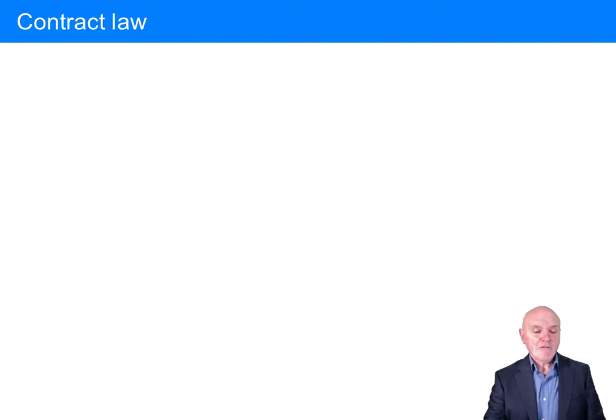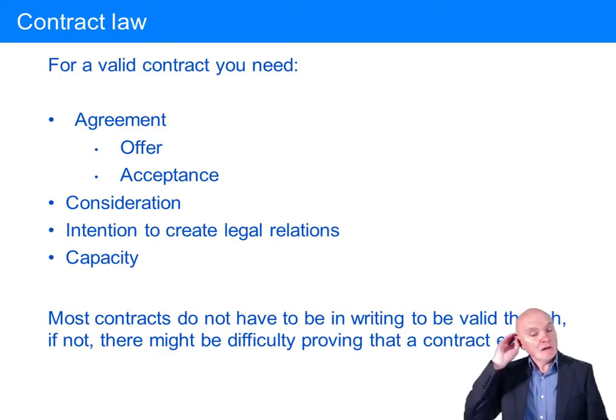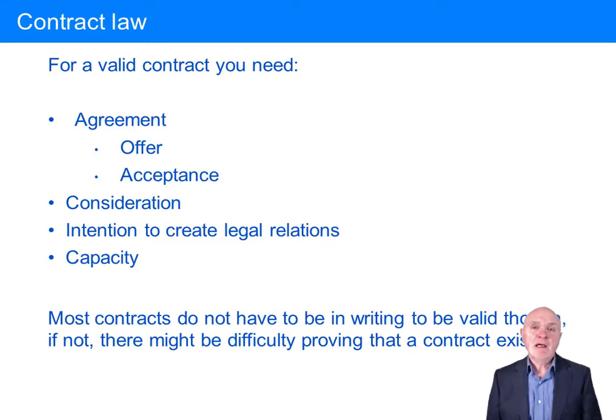So what do we need for there to be a valid contract? First of all, you need agreement, and that comprises offer and acceptance. The offer is the suggestion made by the offeror, and acceptance is made by the offeree, the person to whom the offer is addressed.